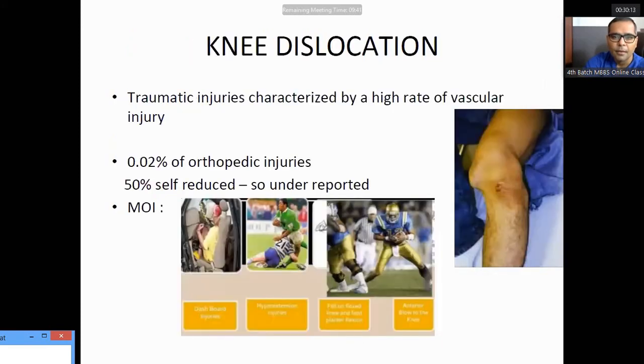Okay. So coming to the knee dislocation, I think I have to rush. These are traumatic injuries characterized by a high rate of vascular injuries, and they account for 0.02% of orthopedic injuries. 50% of patients come self-reduced, so in literature also this is underreported, because these patients usually don't present with the typical deformity in this picture. The mechanism is dashboard injury and sports injury.